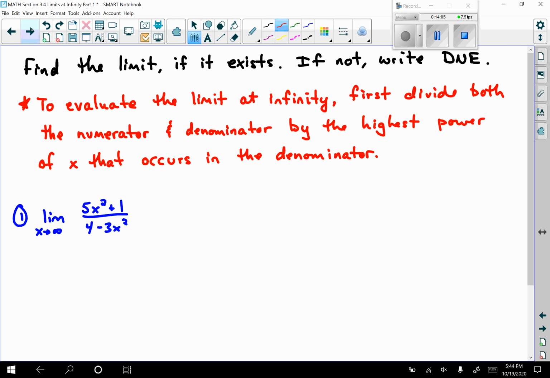All right, so we're going to use that idea. We're not always going to continue to make tables here. We're going to find the limit, though. We're going to use that big idea to help us find the limit if it exists. If not, we're going to write DNE, does not exist. Here's a little trick, though, to help us determine that. To evaluate the limit at infinity, first divide both the numerator and denominator by the highest power of x that occurs in the denominator. So take your time, pause the video to copy down these directions and the process here, and then we'll take a look at number 1.